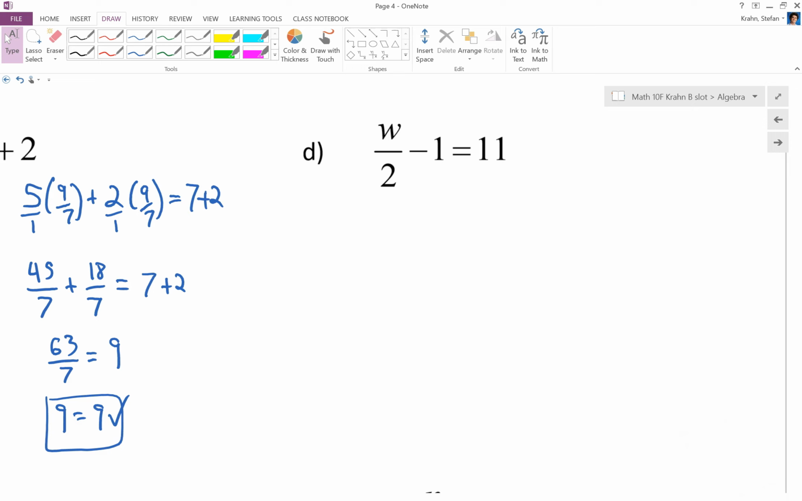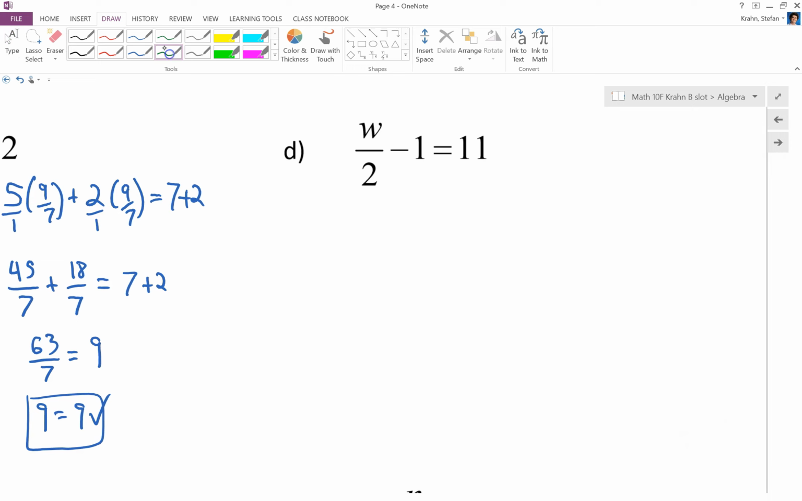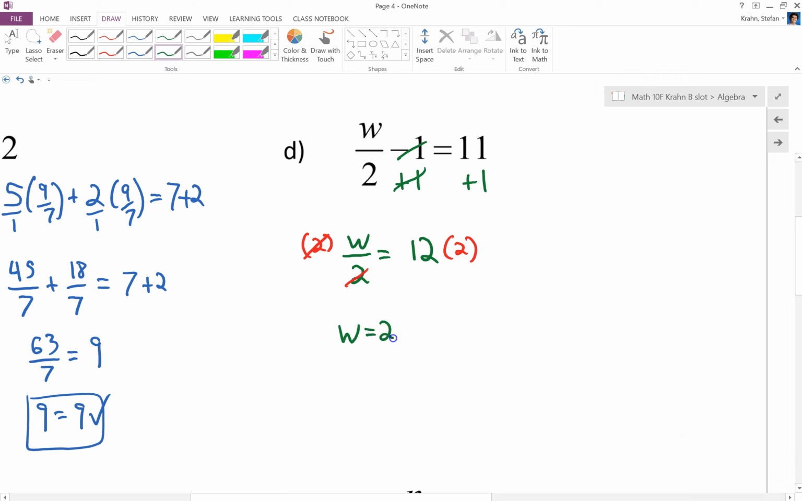Alright, part D. Here I want to get w divided by 2 by itself, so first I'm going to deal with this minus 1. So I do the opposite to both sides. I add 1 to both sides, and w over 2 is going to equal 12. Now I want to get rid of this divide by 2, so I multiply both sides by 2, and my final answer will be w is equal to 24.